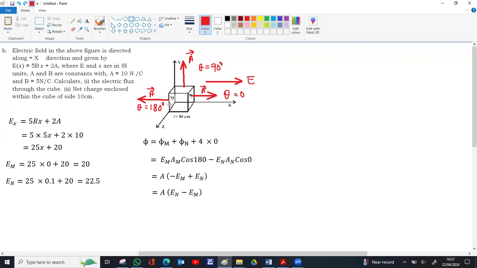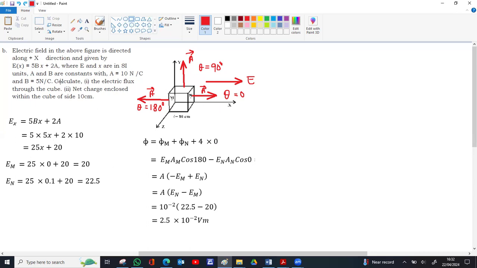The area of the faces of a cube is common, so whether M or N, we can write it as A. So the area comes out common, and you can substitute the values of EN and EM: 22.5 and 20. The side of the cube is 10 centimeter, which is 10 to the minus 1 meter. The area will be side squared, 10 to the minus 2. So 10 to the minus 2 into 22.5 minus 20 will be 2.5 into 10 to the minus 2. So this is the total flux through the cube.